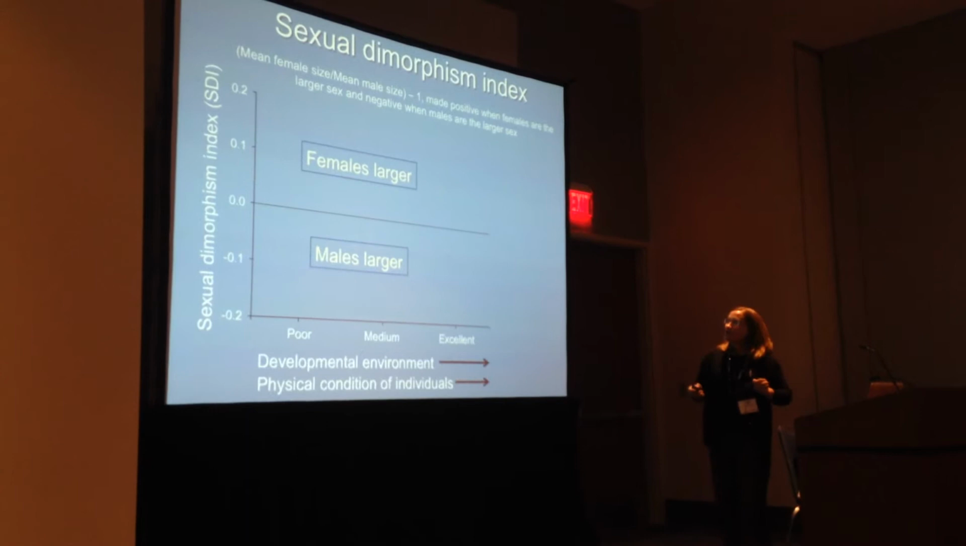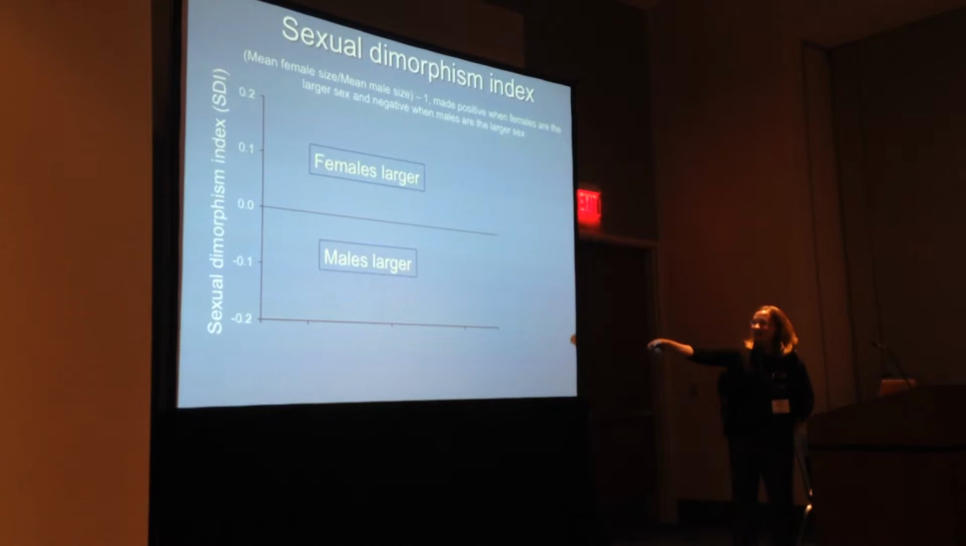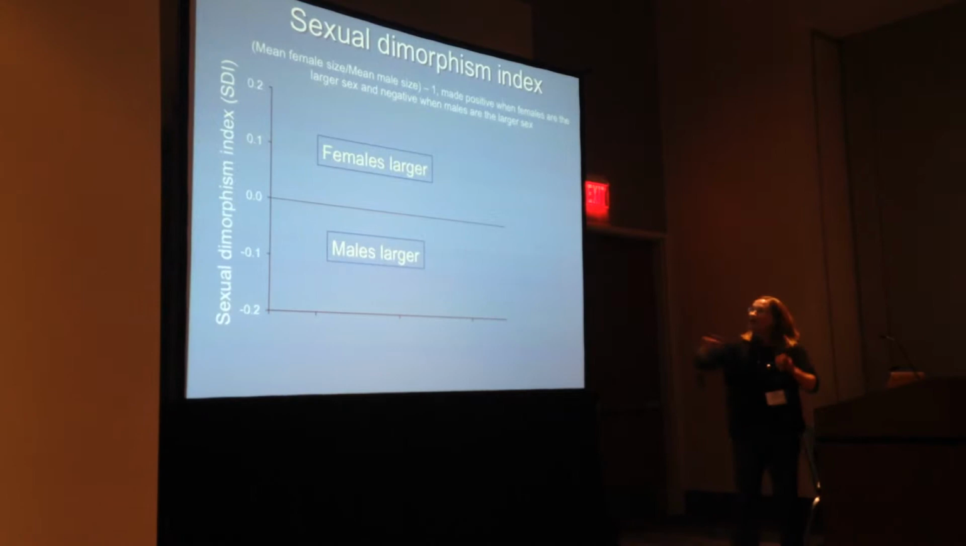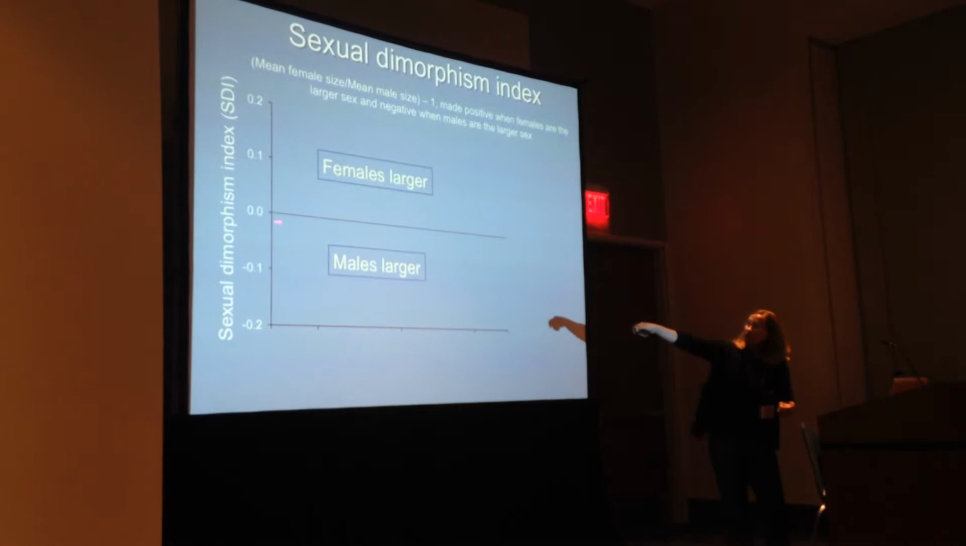So the simple version of this is, if you had a single population and were going to plot that population as a single point on this index, you would have that point up here if females were larger, and down here if males were larger. The difference from this center line is how dimorphic they are, okay?